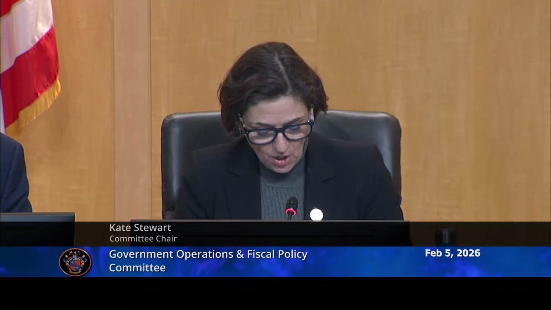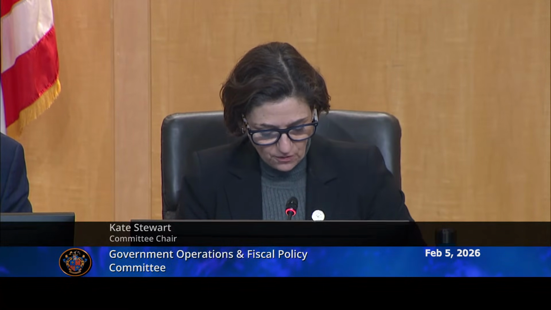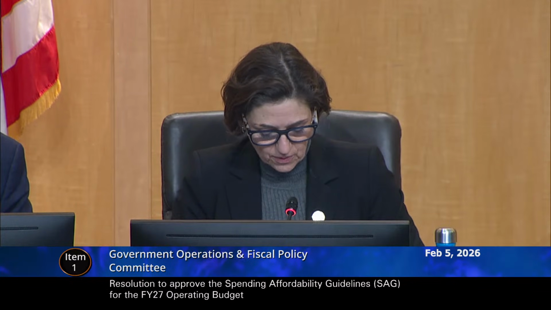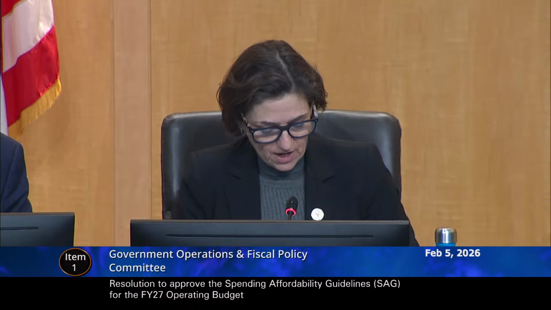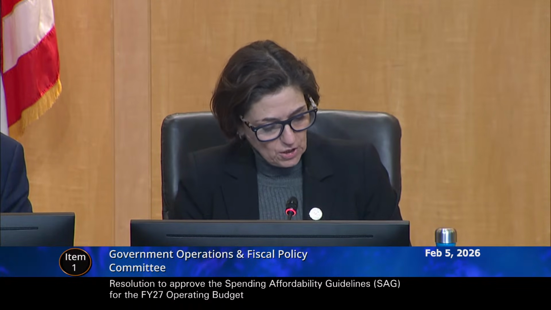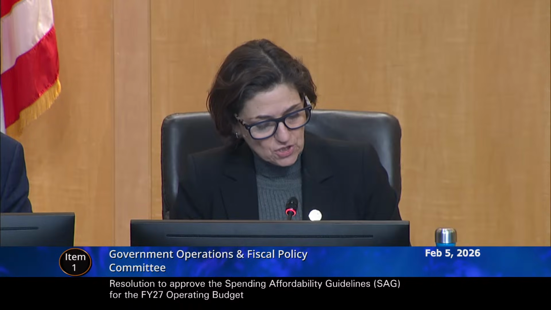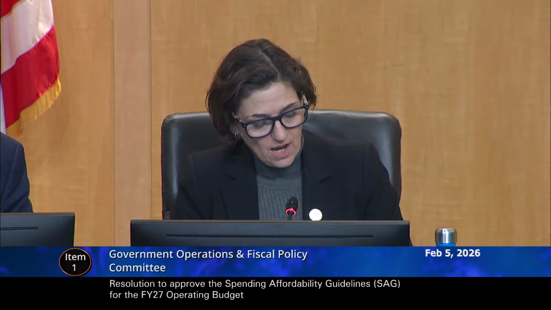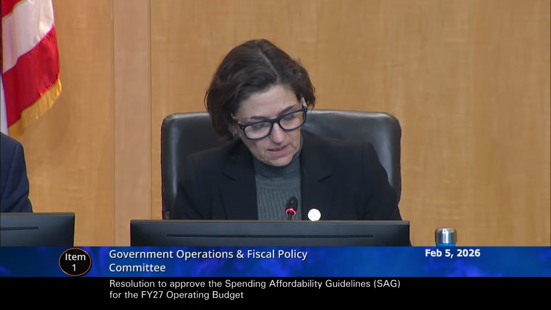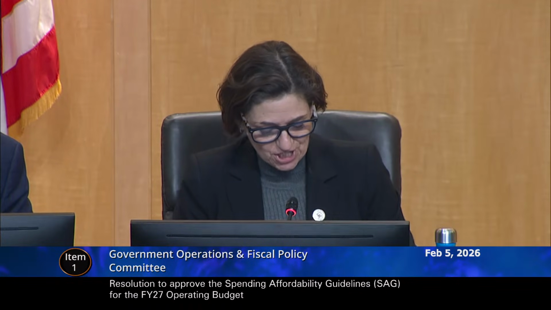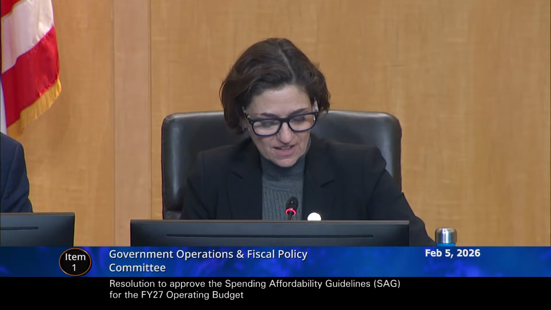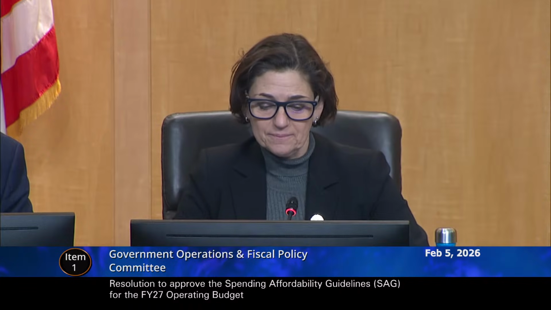We have two items on our agenda this morning. We will start with the spending affordability guidelines for the FY27 operating budget. I'm going to turn it over to Mr. Smith in a moment. You will note on top of page 2 the areas in which we adopt the spending affordability guidelines for the operating budget. We've spent a lot of time talking about the CIP SAG, and now we're going to switch gears for the operating budget, and I'll let Mr. Smith walk through the packet.